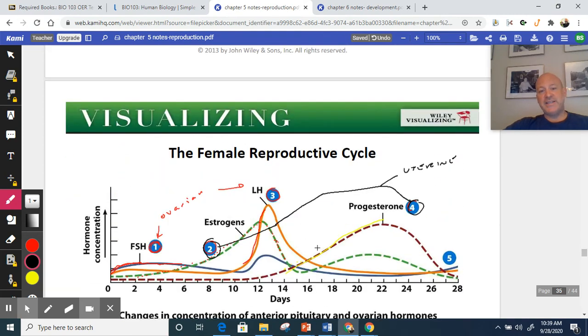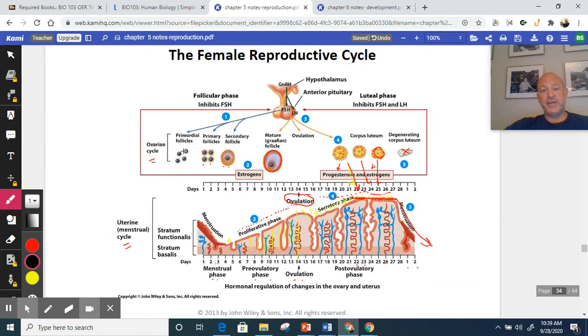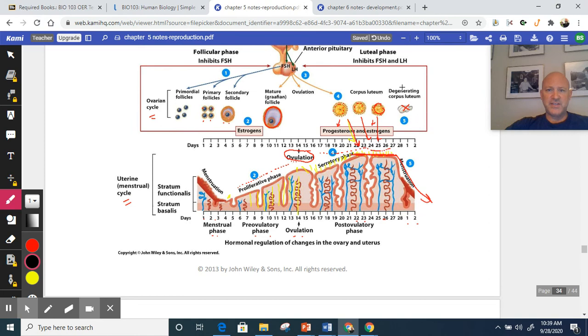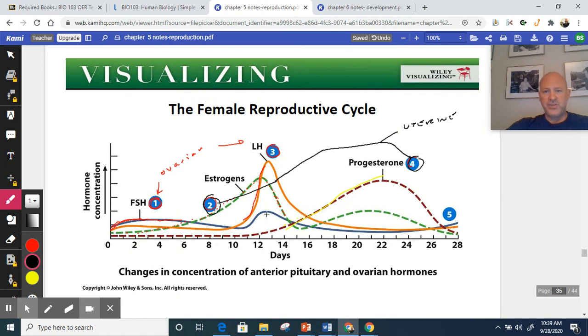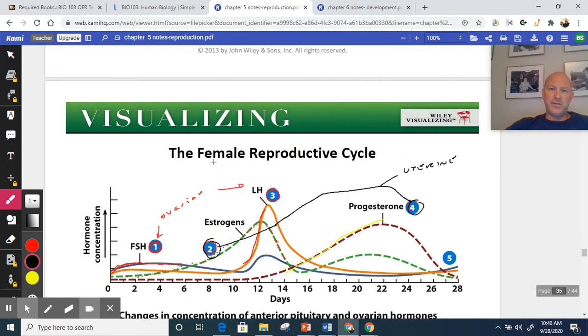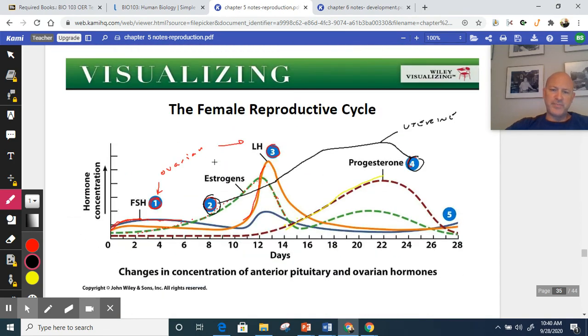I really like this diagram. I think it's a great visual interpretation with a time scale. It shows the events inside the ovaries. It shows the events inside the uterus. It shows how each individual hormone is influencing the events that are happening in both of these places. I like it a lot.